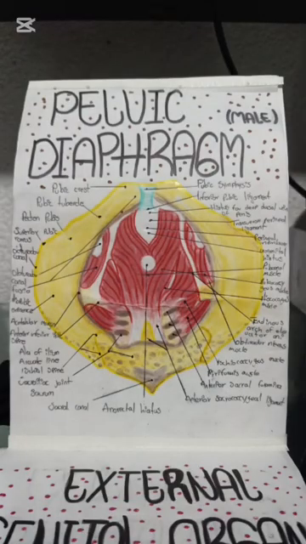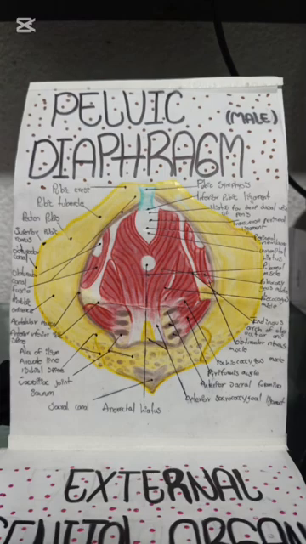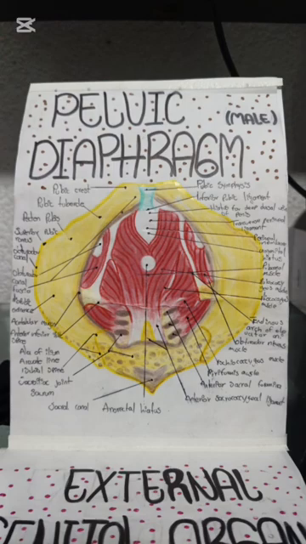In the male pelvis, the pelvic diaphragm has a similar structure. It also includes the levator ani and the coccygeus muscle. But here we see the prostatic gland and the urethra passing through the pelvic floor. These muscles are essential for continence and sexual function.